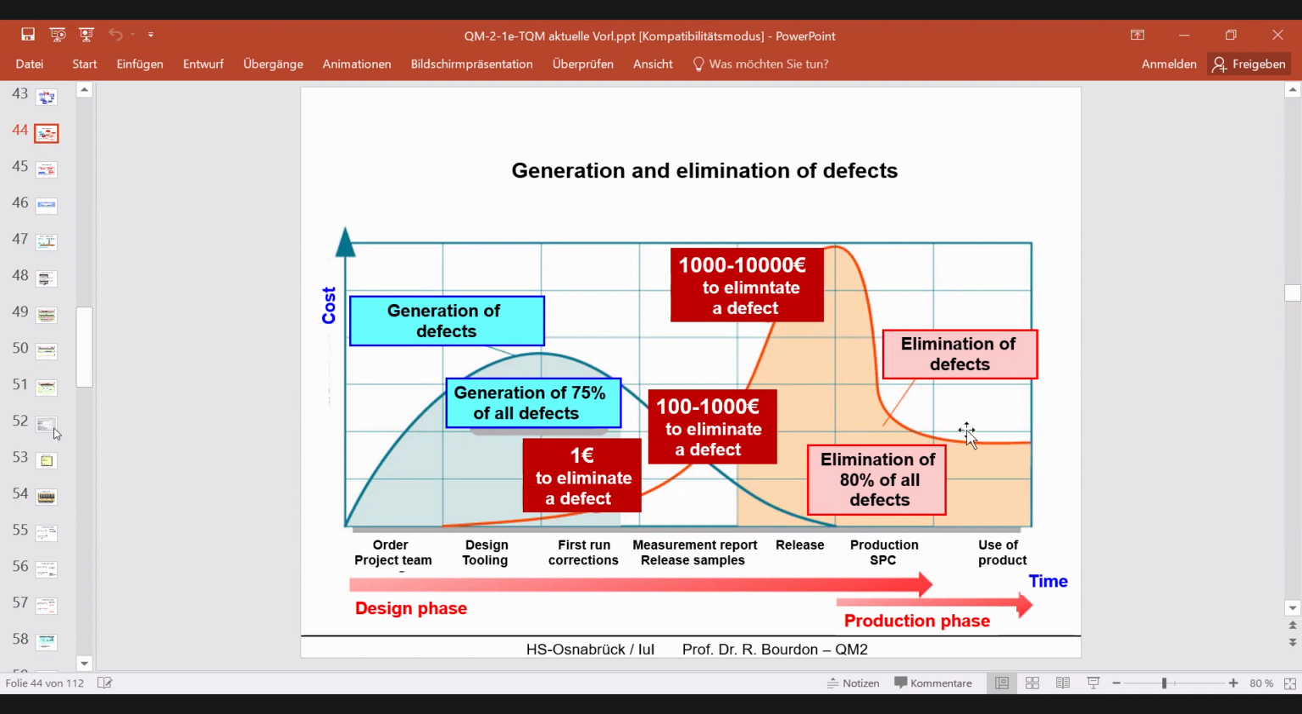If you start the optimization here in the production phase, it is much more expensive and a lot of work. Here it makes sense to do the application of TQM methods here in the beginning of the planning phase, in the beginning of a new product.